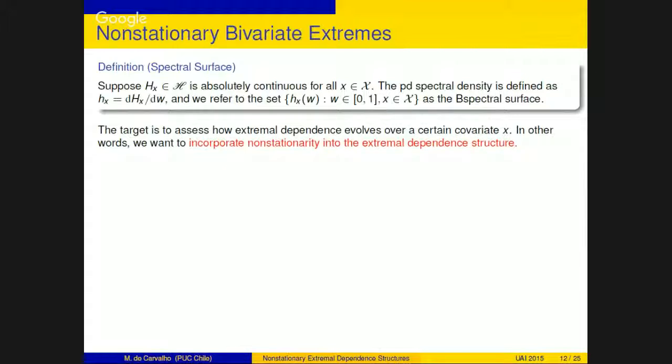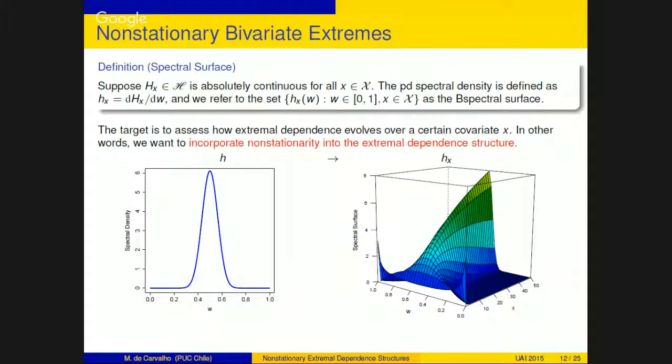Okay. So the idea would be: how can I incorporate the non-stationarity in the extremal dependence structure into the model? So the idea is really moving from a setting where you have just a single spectral density to this setting where you would have a spectral surface here.